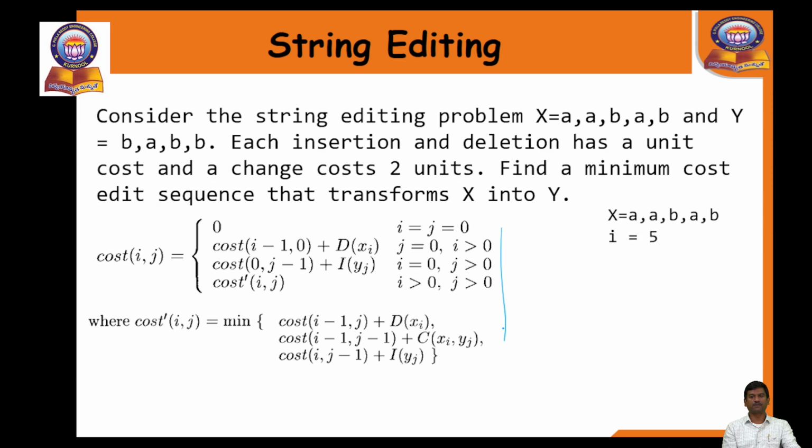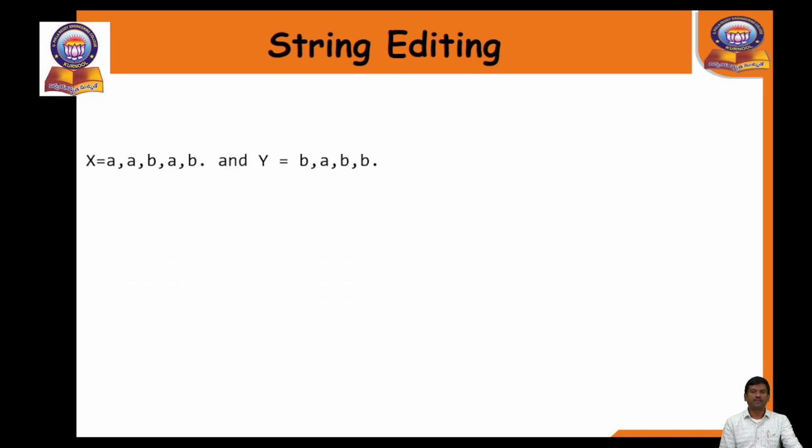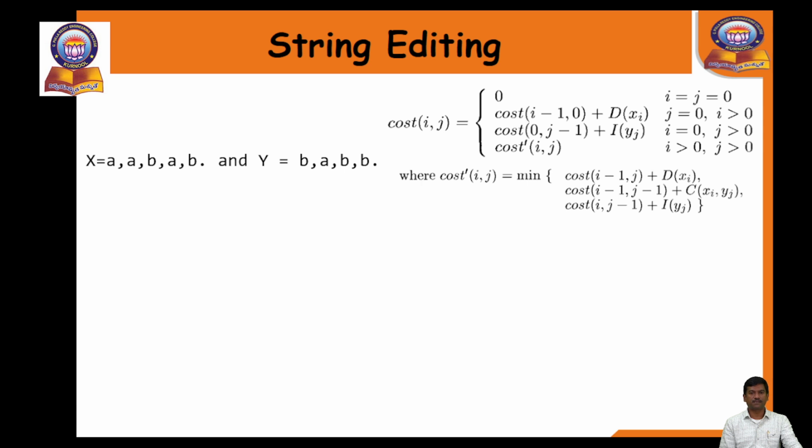So you have to recall these kinds of cost formulas. Given x with 5 letters and y with 4 letters, according to the input itself, i becomes 5 and j becomes 4, because you can observe cost of i comma j. What will be the values of i and j has to be understood. The i value depends upon how many letters are present in x, and j is how many letters are present in y, which is the range.